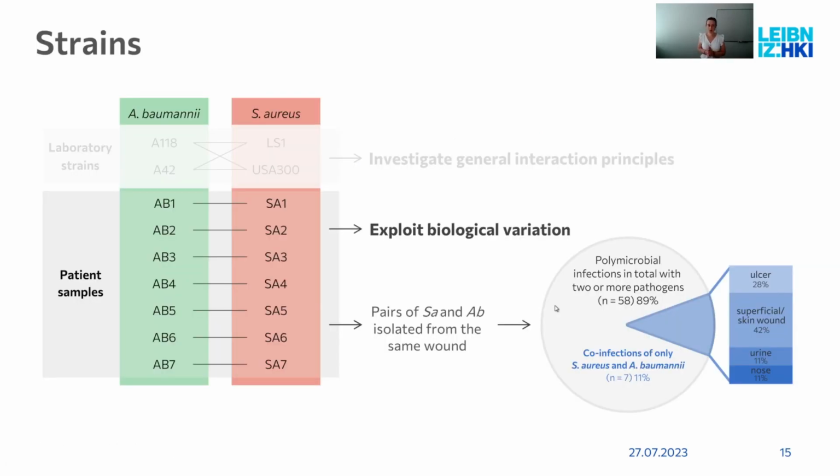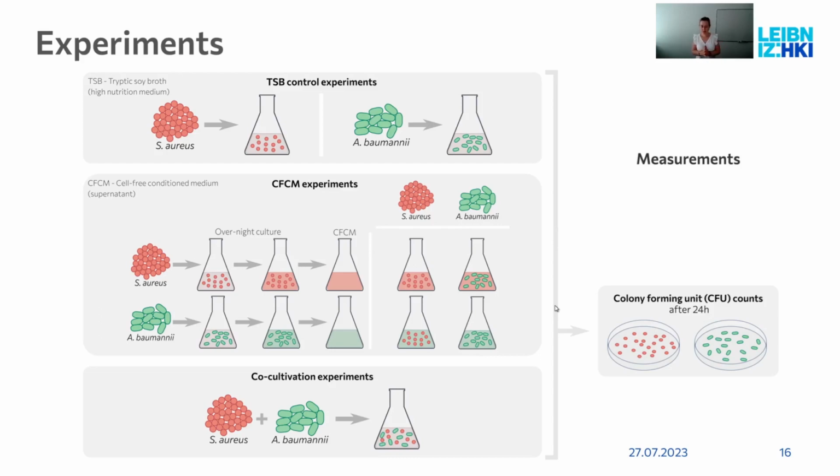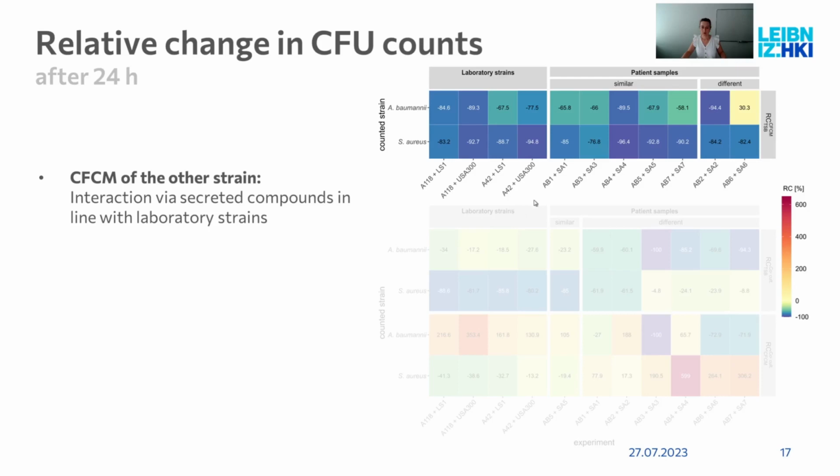So next I want to present the results that we obtained for the patient samples, and here I first also want to show the results for the CFU counts. So on the left-hand side, you see again the results for the laboratory strains, and on the right-hand side, the results for the patient samples. So what you see for the growth in the CFCM, we have a fairly conserved interaction behavior. So most of these patient samples behave quite similar to the growth of the laboratory strains.